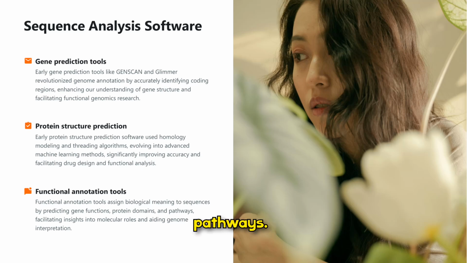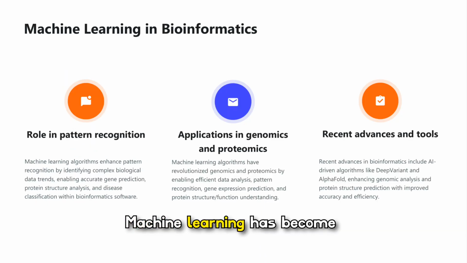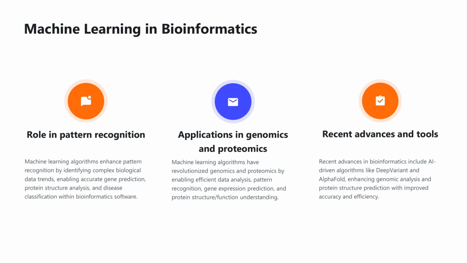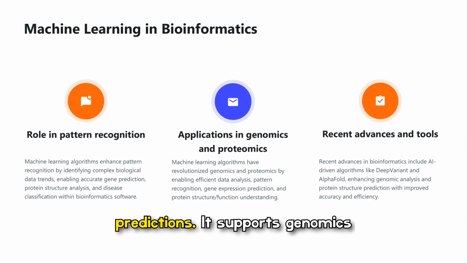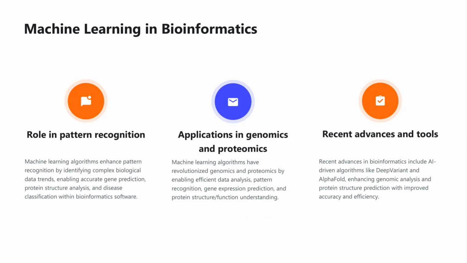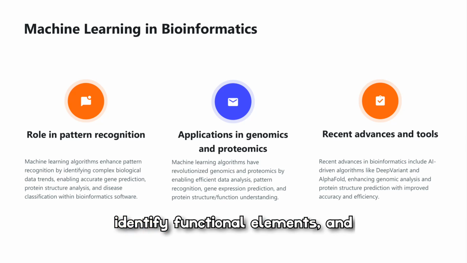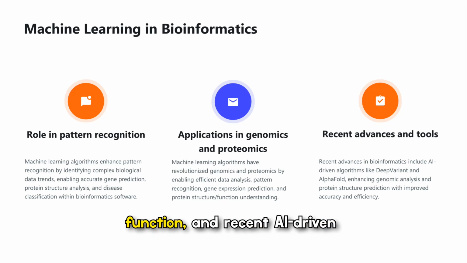and biological pathways. Machine learning has become central to bioinformatics by improving pattern recognition and enabling data-driven predictions. It supports genomics and proteomics through models that predict gene expression, identify functional elements, and infer protein structure and function. And recent AI-driven advances have substantially improved accuracy and automation in many bioinformatics workflows.